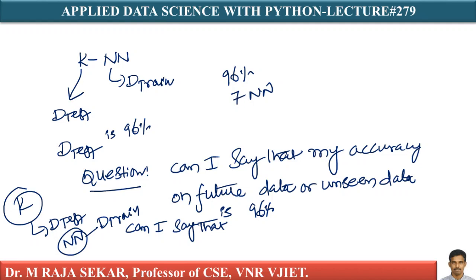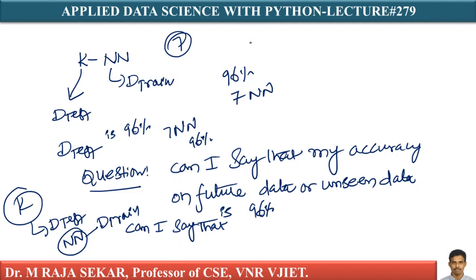That does not mean that for future data points you can guarantee that using 7NN you will get 96% accuracy, because you used D-test to get this particular 7, isn't it? If you did not use D-test to derive this number 7, then probably this accuracy number 96% still works.